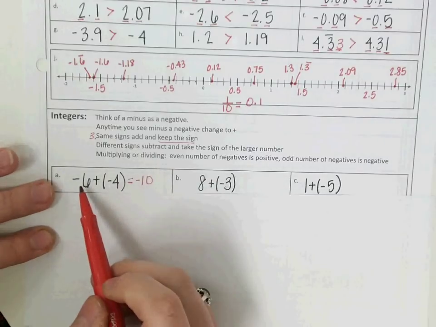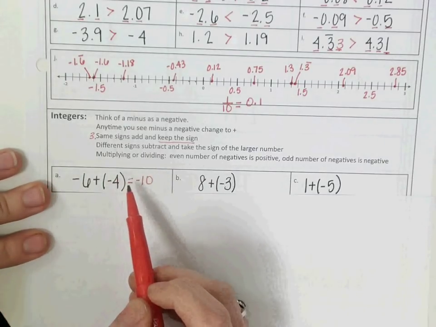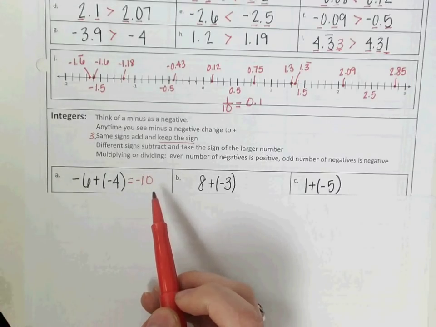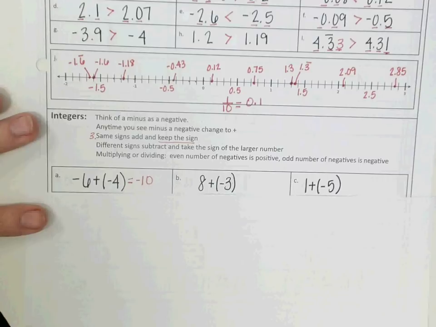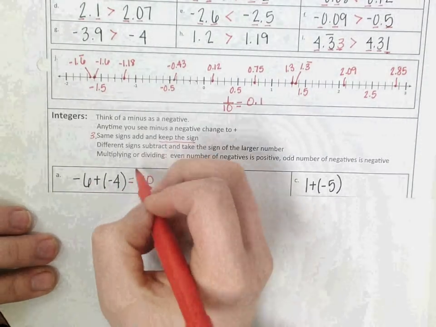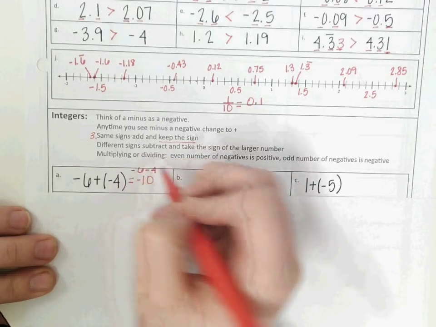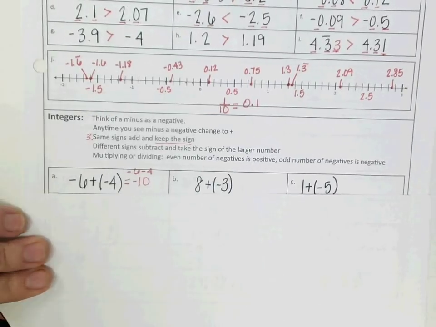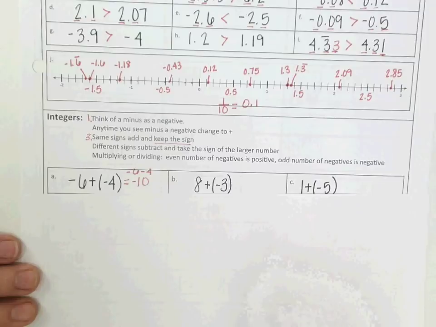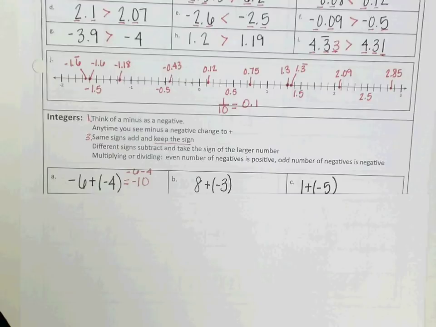Or you can think about it as I already have 6 negatives, and I'm adding 4 more negatives, so how many negatives do I have? Well, I'm going to have 10 negatives. Okay, so some of you on part A don't like to see double signs. So some of you might want to rewrite this as negative 6 minus 4, and that's okay. You can do that. It's going to be the same thing. Like rule number 1 says, think of a minus sign as a negative. So again, they would still have the same signs. You would still do the same process.